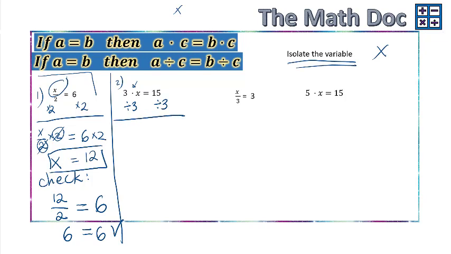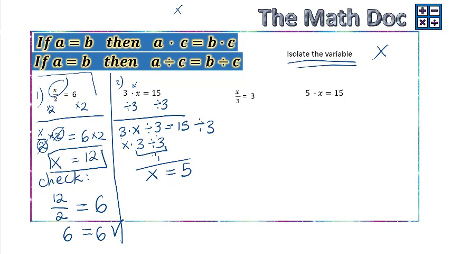What do we get? We get 3 times x divided by 3 equals 15 divided by 3. So on the left-hand side here, we have 3x divided by 3. We can change the order of operations, right? We have x times 3 divided by 3, and 3 divided by 3 is just 1. So we get x equals 15 divided by 3, which is just 5, right?